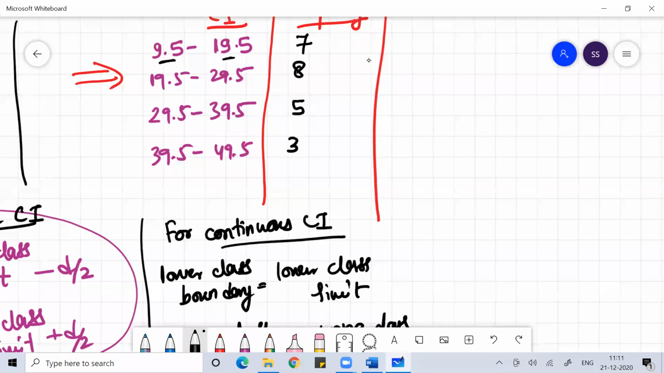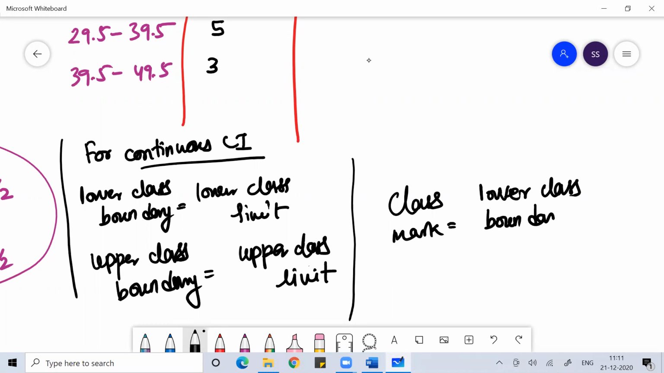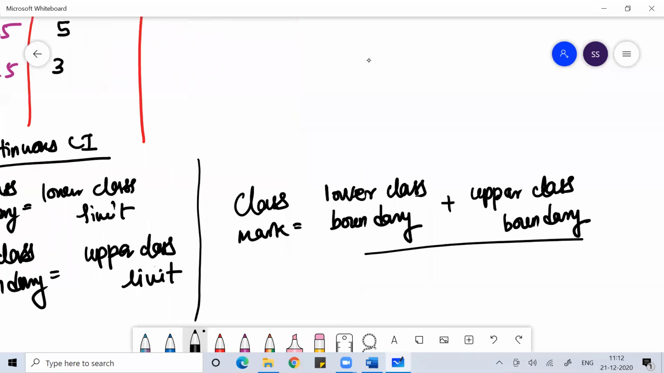Then last class I discussed something called class mark. What is class mark? Class mark basically means the average of lower class boundary plus upper class boundary. So class mark means lower class boundary plus upper class boundary divided by 2. This is the formula of class mark.